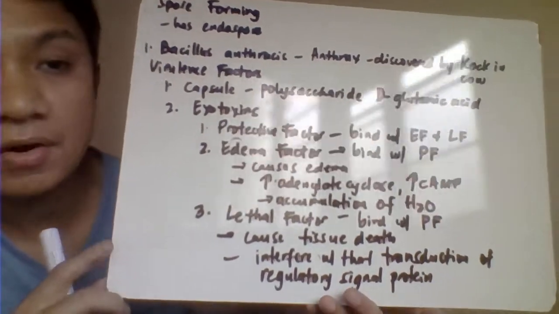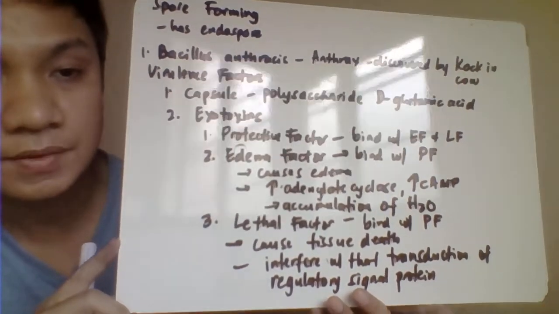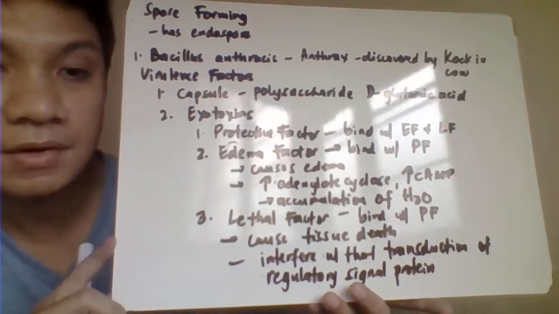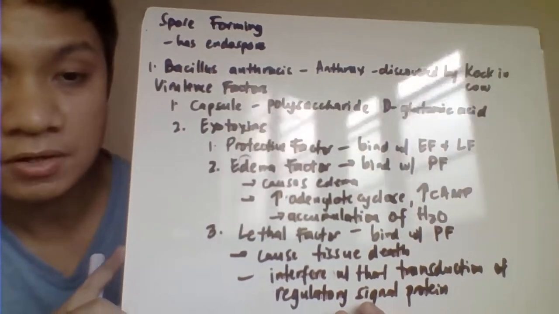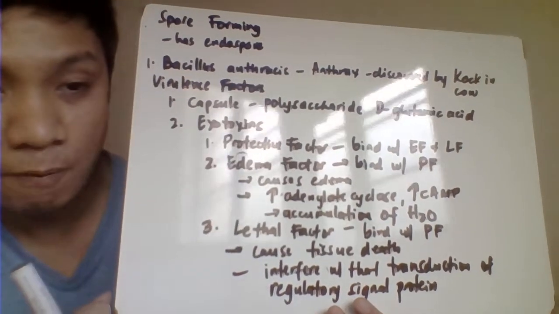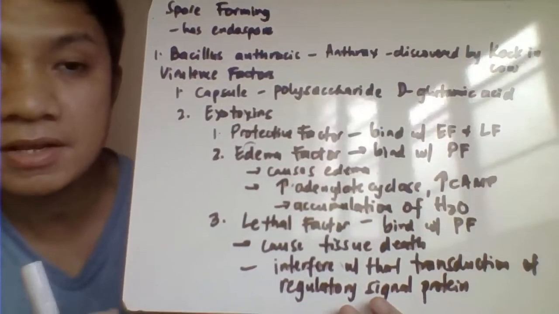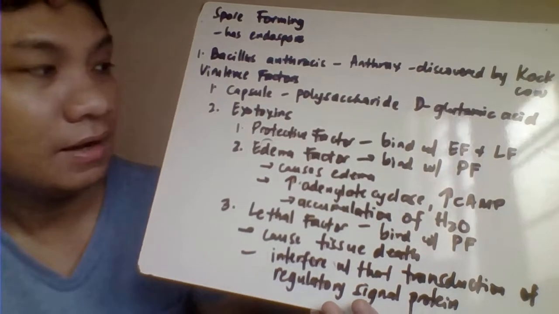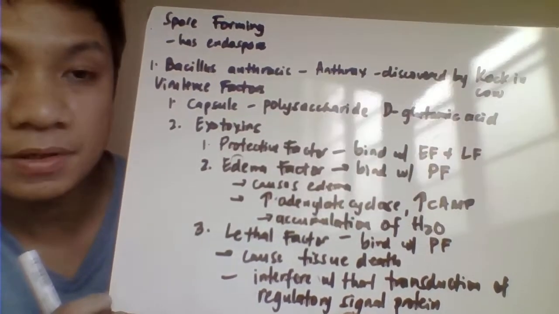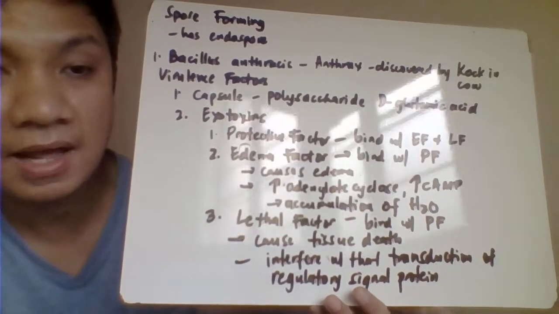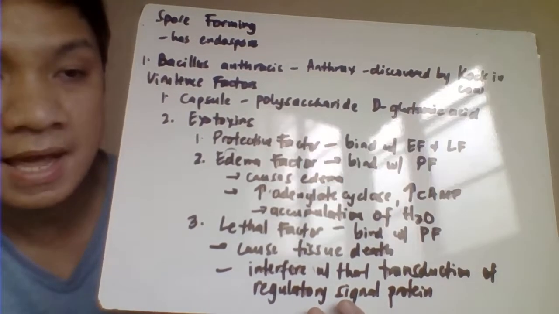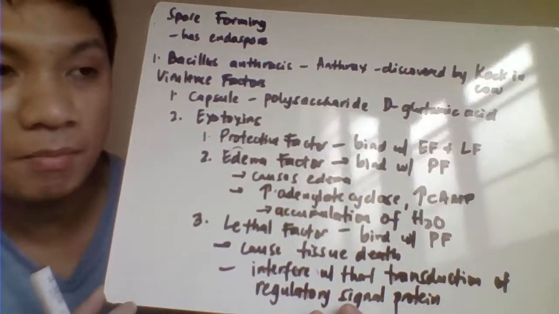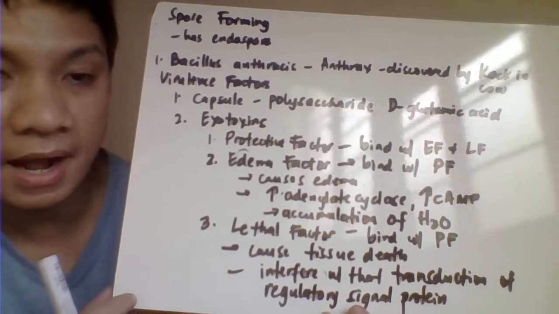So we have here the genus Bacillus. The first one is Bacillus anthracis. This is the bacteria isolated by Robert Koch among cows. This one tries to cause anthrax. It contains a capsule as a protective barrier against phagocytosis. The capsule has a very special component in the form of polysaccharide D-glutamic acid.